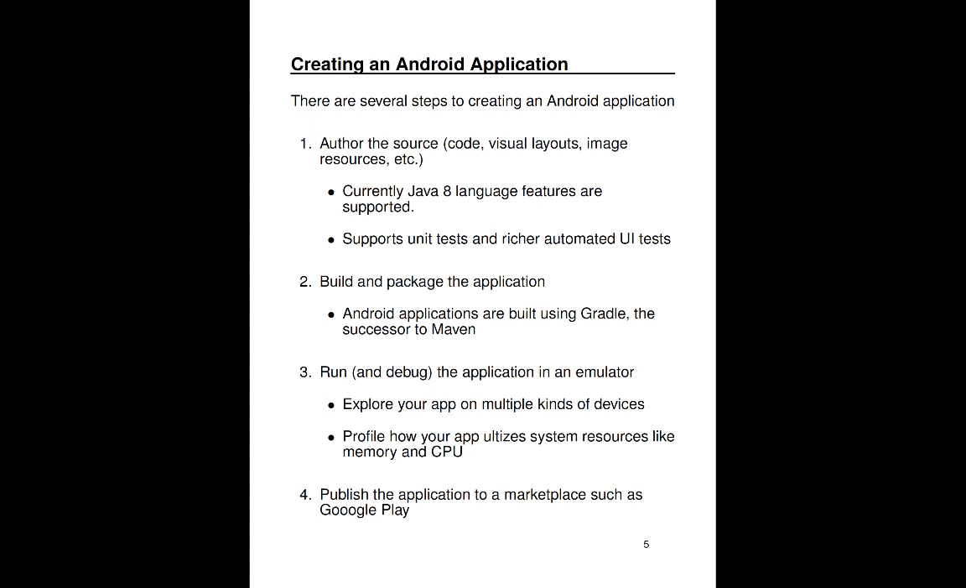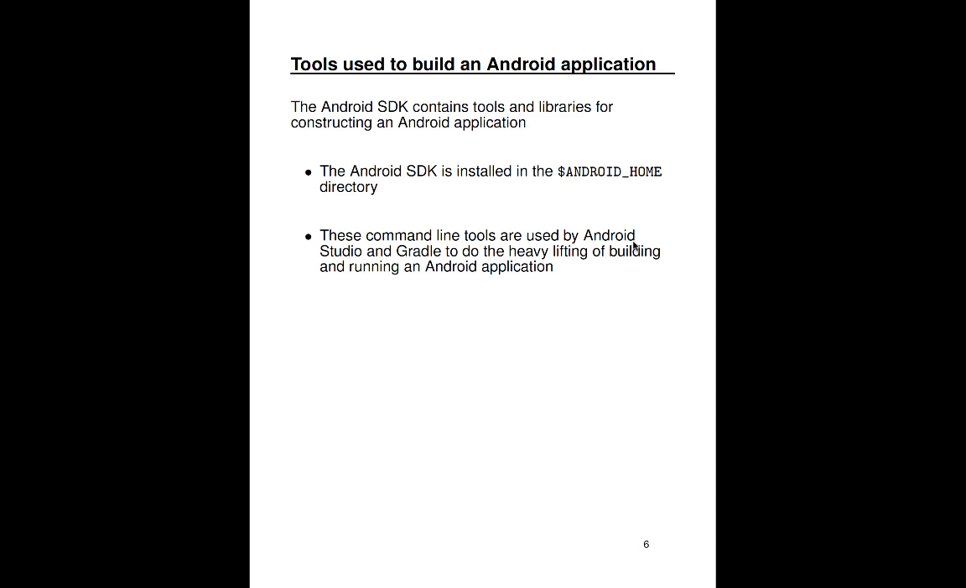So these emulators are really great. What they allow you to do is explore how your application behaves on different kinds of devices. The emulators can also provide you feedback on how the application runs on that particular device. So you can look at how it uses system resources like memory and CPU. Finally, once you're ready to share your application with the world, you can publish your application to a marketplace such as Google Play. Next, let's look at some of the tools that are used to build an Android application.